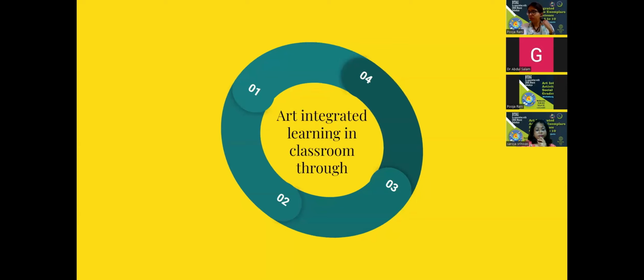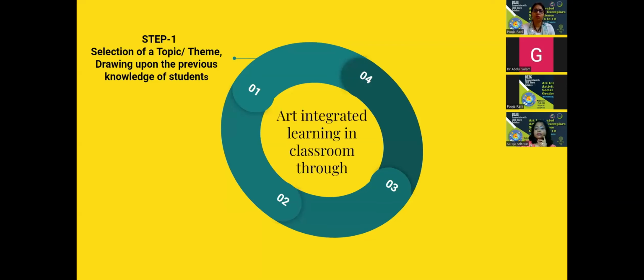Whenever we are framing our lesson plan for art integration learning in the classroom, step 1 is the selection of the topic. The most important thing is topic or theme selection, drawing upon the previous knowledge of the student. Ice-breaking activities should be there in your lesson plan.